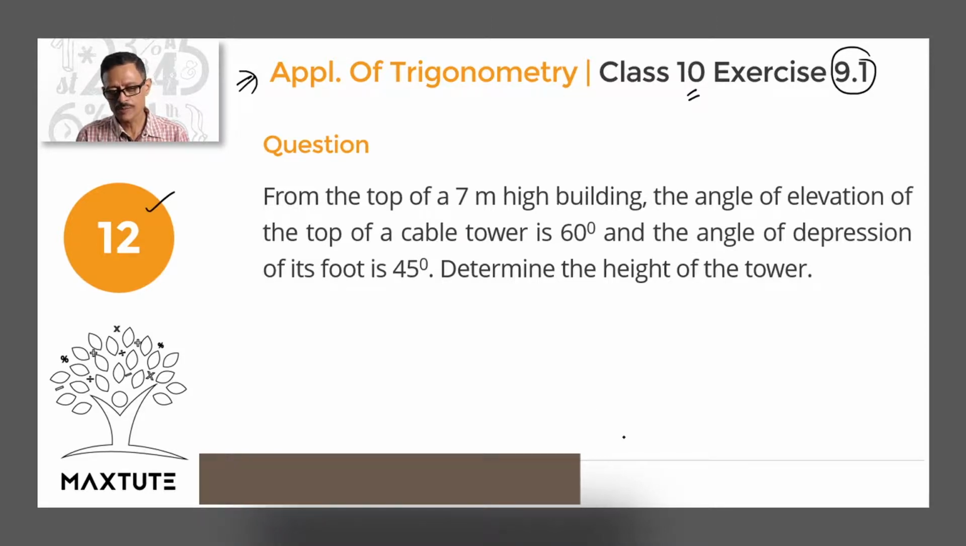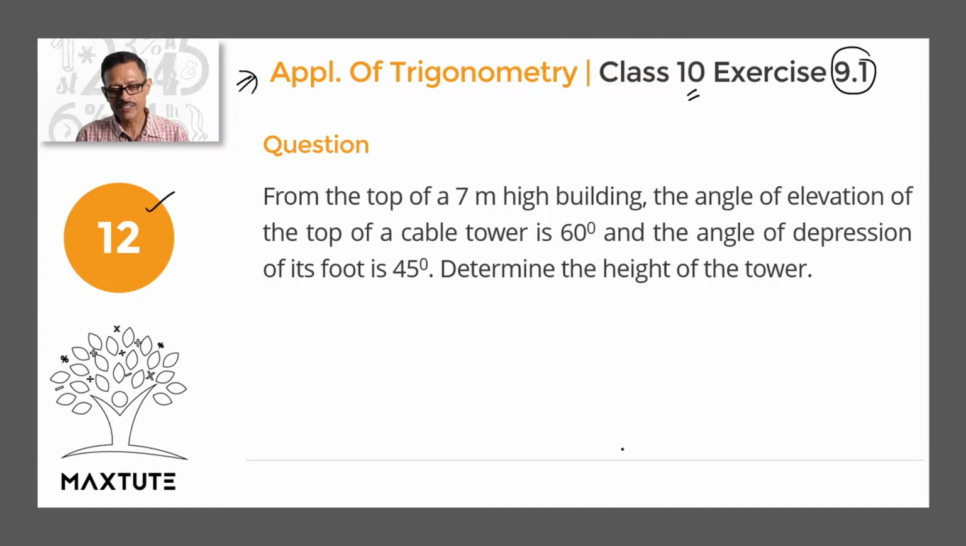From the top of a 7-meter high building, the angle of elevation of the top of a cable tower is 60 degrees and the angle of depression of its foot is 45 degrees. We are observing the top and the foot of a tower from a building. The angle of elevation is 60, angle of depression is 45. What we need to find out is the height of the tower.